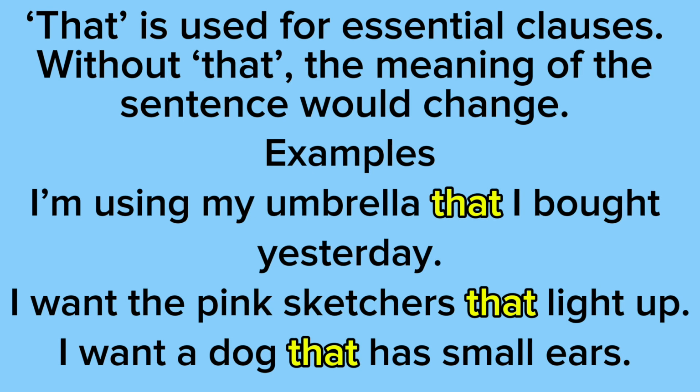Our second example says, I want the pink Skechers that light up. Notice how if we take that out of the sentence, it would say, I want the pink Skechers light up. And that wouldn't make sense. And our last example says, I want a dog that has small ears. If we took that out of the sentence, it would say, I want a dog has small ears. And that wouldn't make sense. So that's why we have to use that.